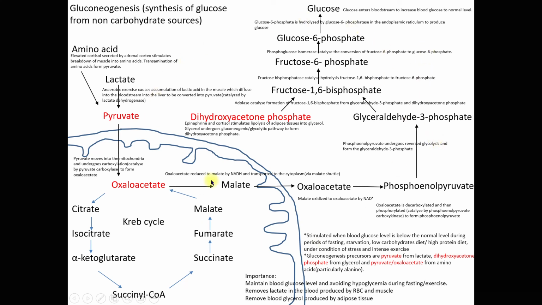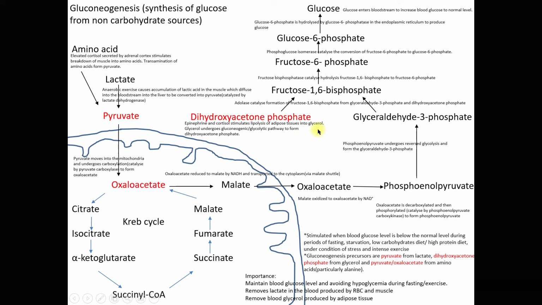Now, this gluconeogenesis is important to maintain blood glucose level and avoid hypoglycemia during fasting or exercise. And this gluconeogenesis also removes lactate in the blood produced by the red blood cells and the muscle, especially during strenuous exercise. It also removes blood glycerol, which is produced by adipose tissue.